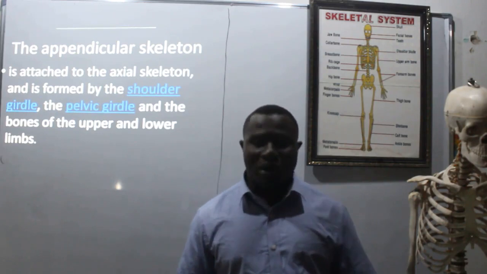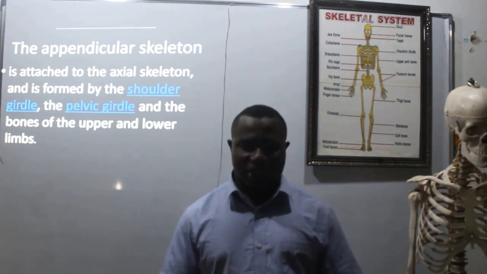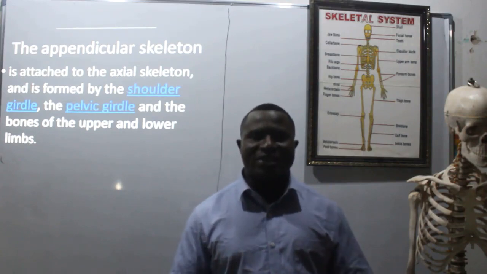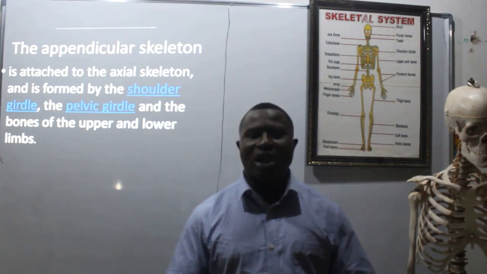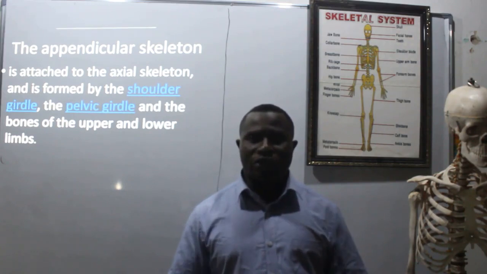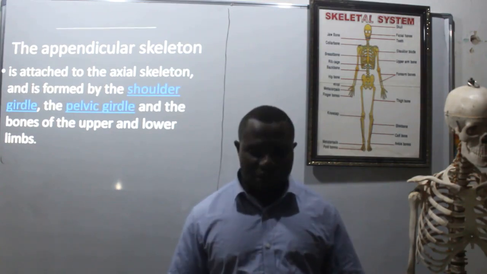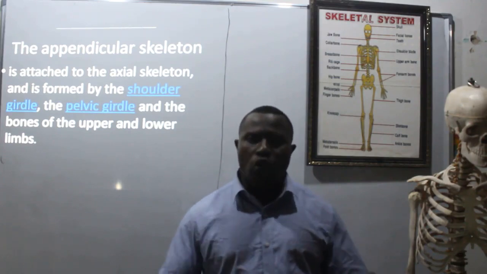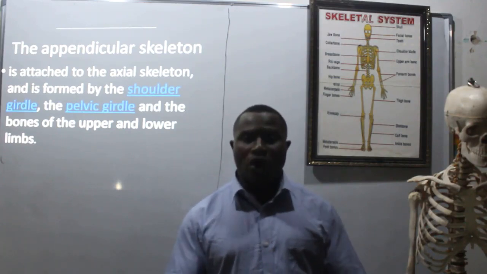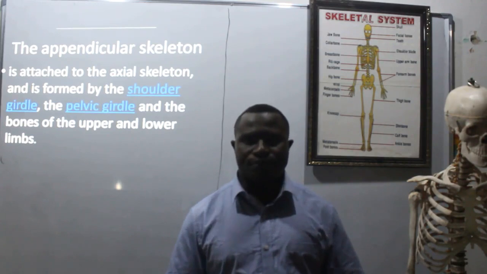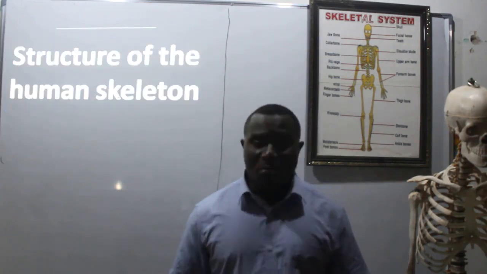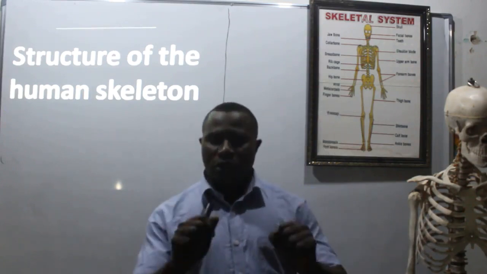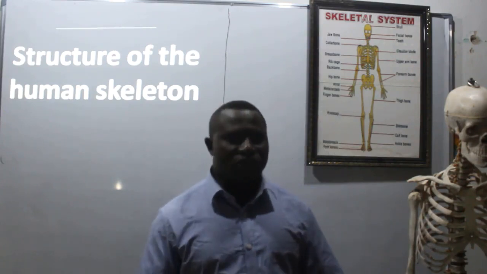The next one is the appendicular skeleton. The appendicular skeleton are those bones that attach to the main central body. This includes the shoulder girdles, the pelvic girdles, and other bones of the upper and lower extremities, whose structure we are going to look at. Before we look at the structure, I want us to identify the parts of the human skeleton.